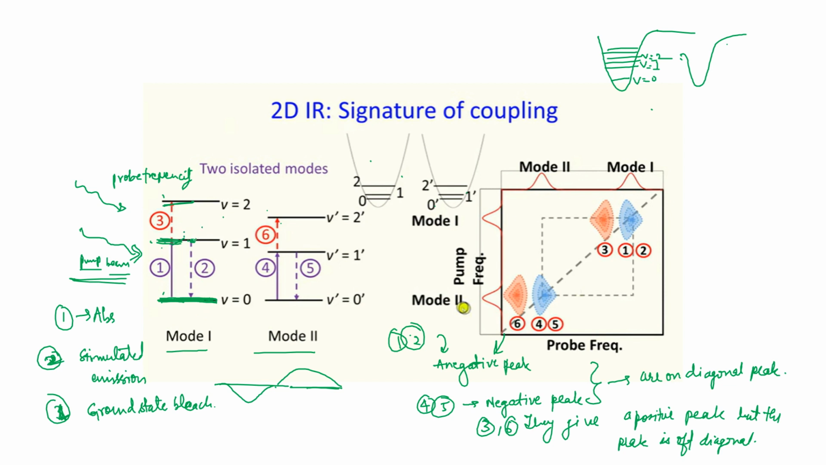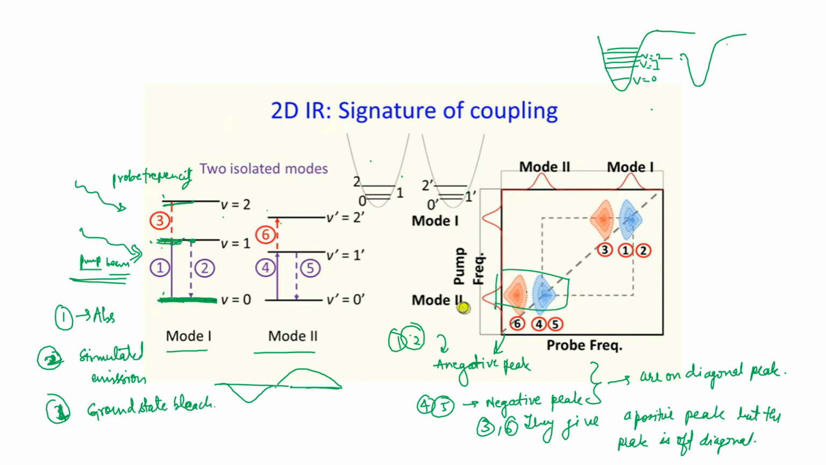Similarly, there is a third case when the probe frequency is lesser than the mode 1 frequency. Then in that case, the population will go from 1 to 2. In the first case of 1 and 2, you'll get a negative peak. In the case of 3, you'll get a positive peak. This is indicated in this diagram.